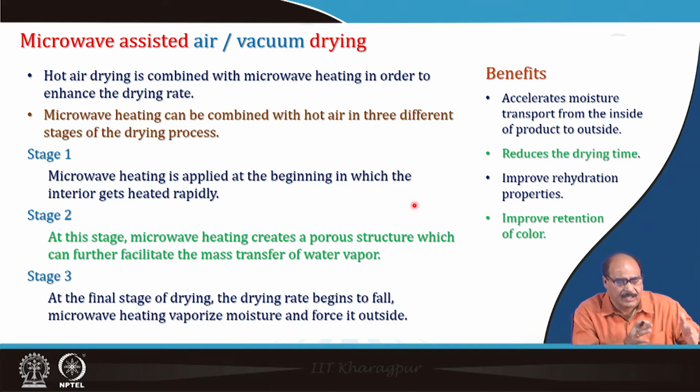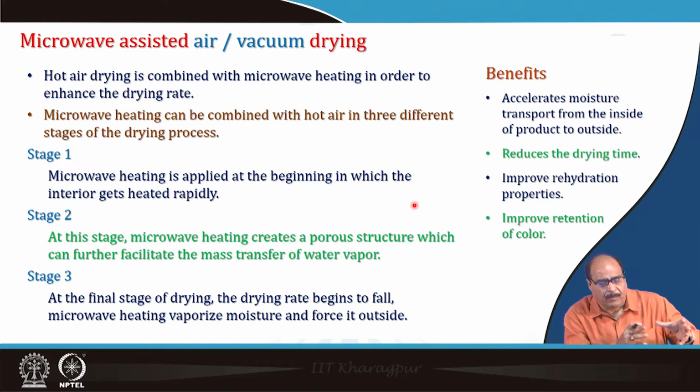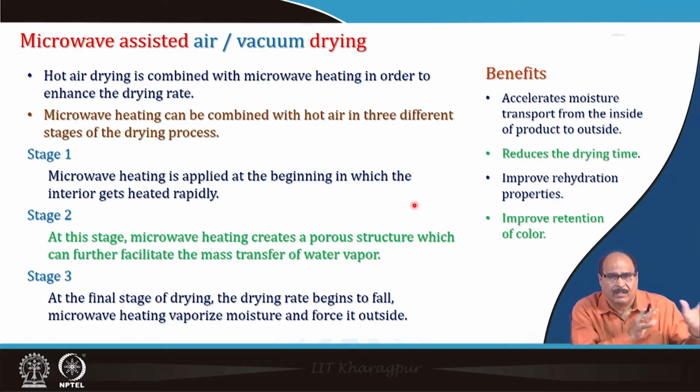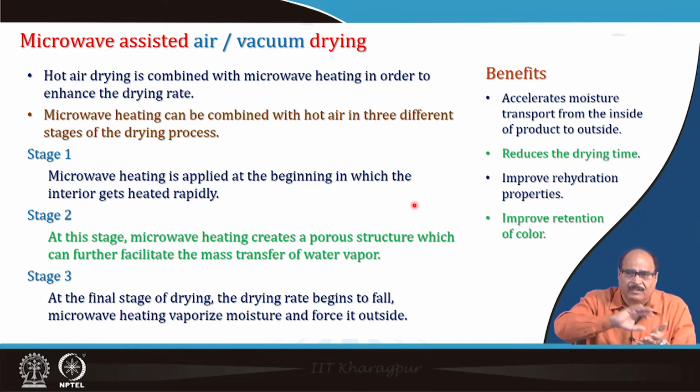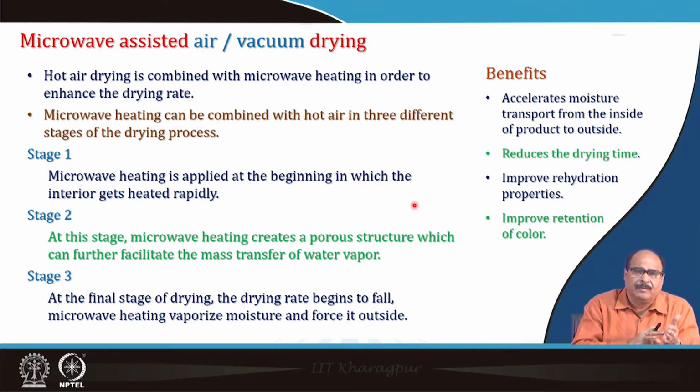In stage 1, microwave heat is applied at the beginning, and because of that the interior gets heated very rapidly. In earlier conventional drying, there is a time delay due to heat conduction, etc. That problem can be avoided here with the application of microwave. The interior of the material can be rapidly heated.